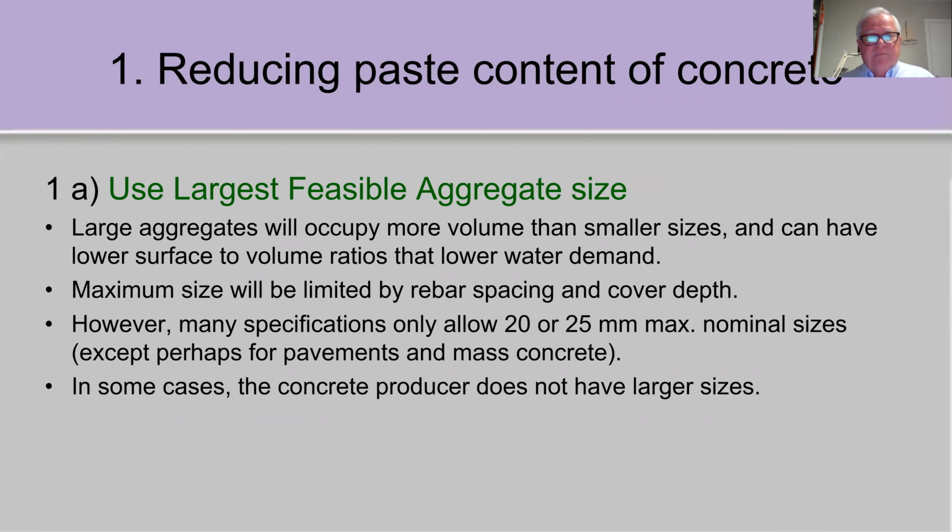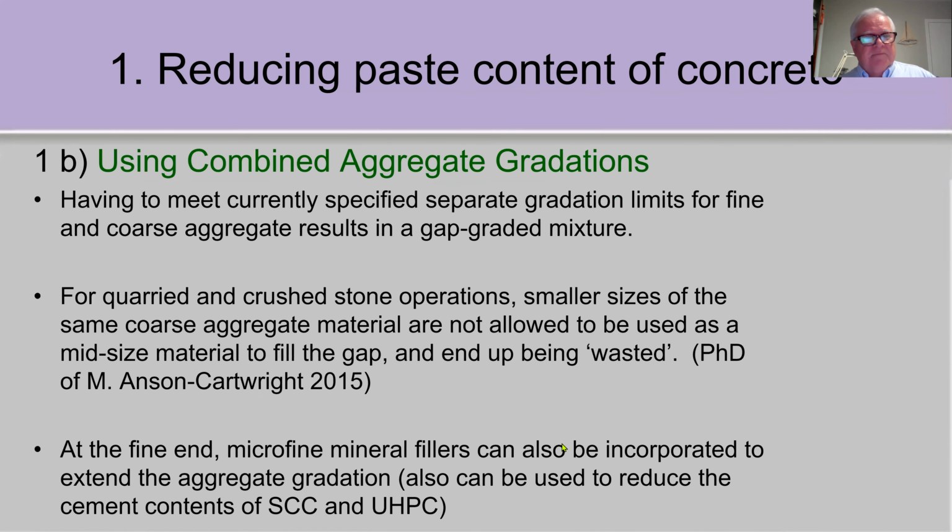So if we're going to optimize aggregates, the first thing we want to do is maximize the largest feasible aggregate size, given any limitations on rebar spacing and cover spacing that would allow the concrete to flow around those spaces. A lot of companies only supply 20 or 25 millimeter max aggregate sizes, and they may not have larger sizes available, so we may be limited to that. But we can reduce paste content by using combined aggregate gradations.